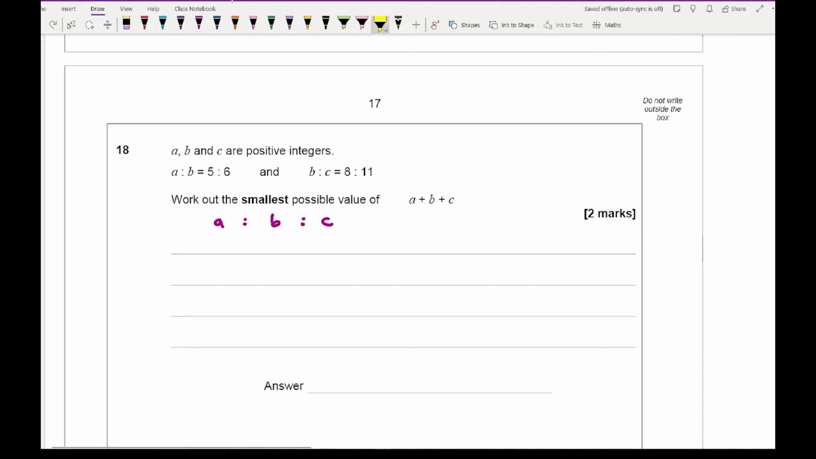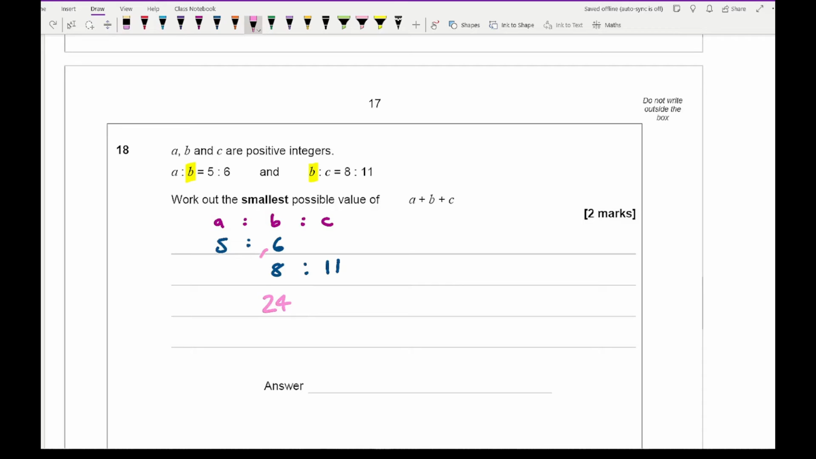Now you can see that B is our shared letter. So if I write A to B, that's 5 to 6, and B is 8 to 11. Now what I'm wanting to do is to write B so that it's a common multiple of 6 and 8. Now the smallest common multiple of 6 and 8 is going to be 24.